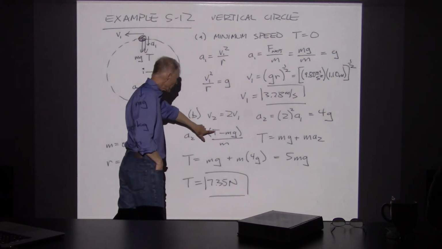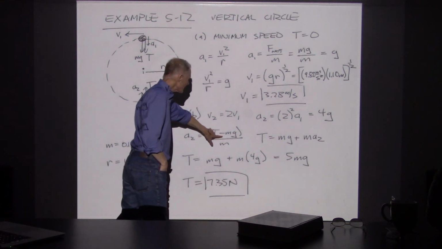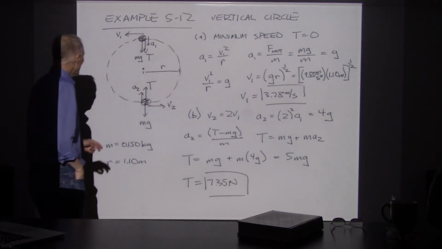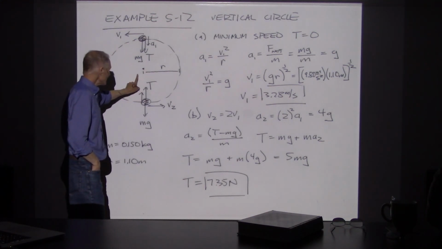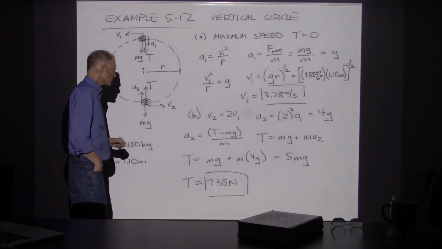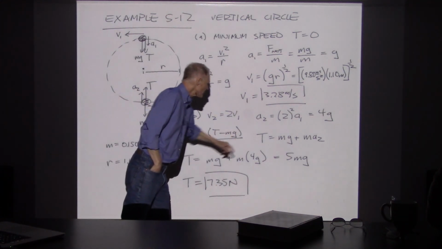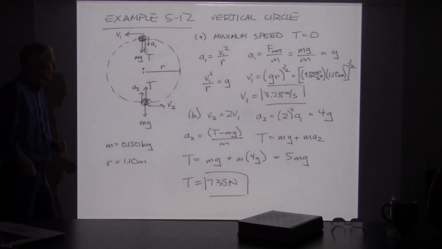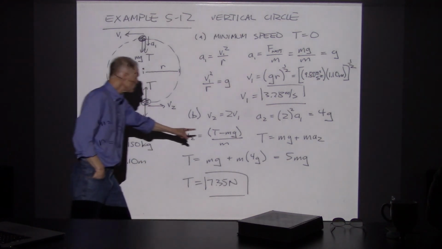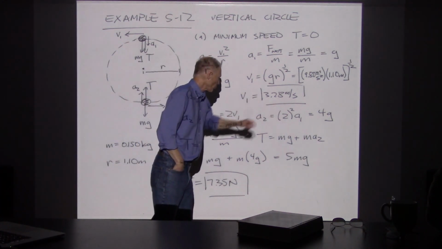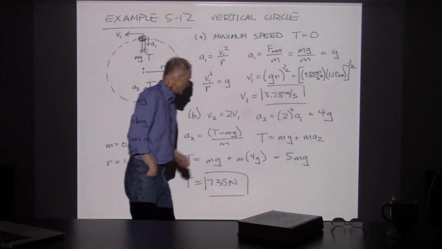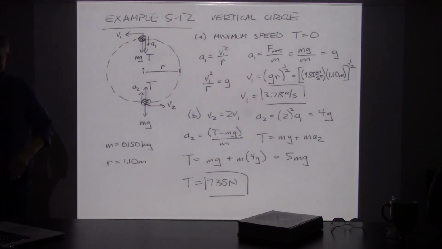Now, why is there a plus sign on tension and why is there a minus sign on mg? Okay, tension is in the direction of the acceleration, mg is opposite to that, and that's what's going on. When we solve for this, then the tension becomes mg plus ma2. A2 we determined was 4 times g. So the tension's got to be 5 mg's at the bottom, and that gives us 7.35.